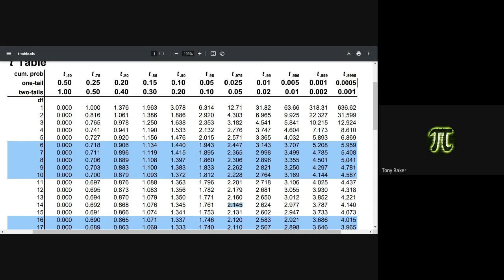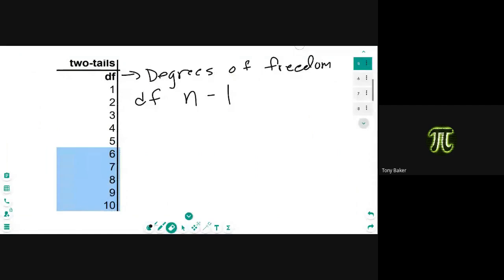DF stands for degrees of freedom. Your degrees of freedom is always 1 less than your sample. So if I have a sample of 10, my degrees of freedom is 9. It's always going to be 1 less than your n. Yes, because n is the sample size. That's the number we've been using for sample size. So it's always 1 less than whatever your sample size is, which is your n.